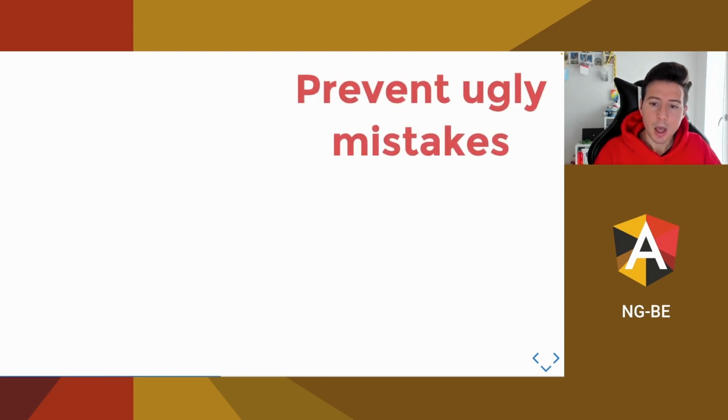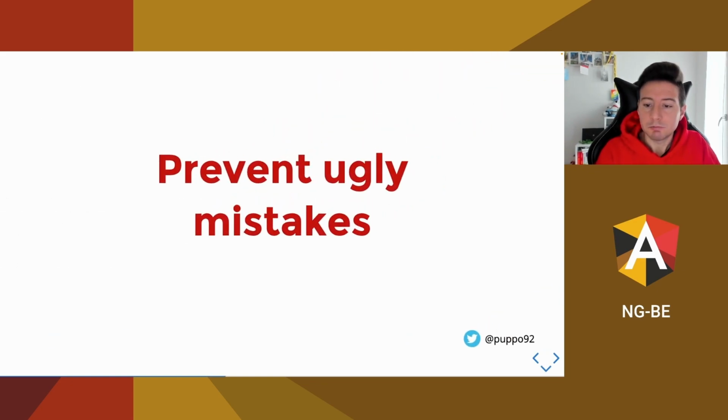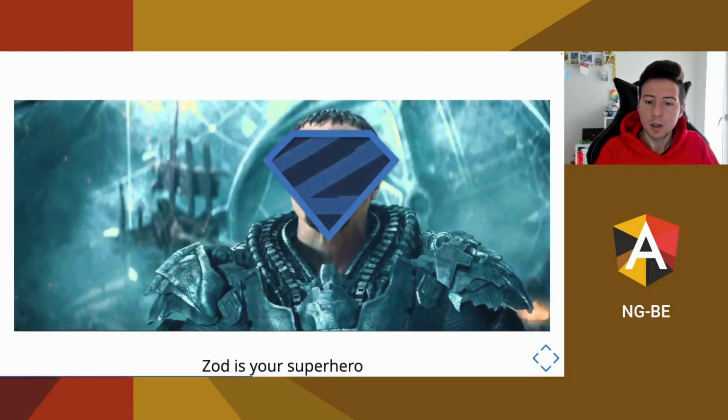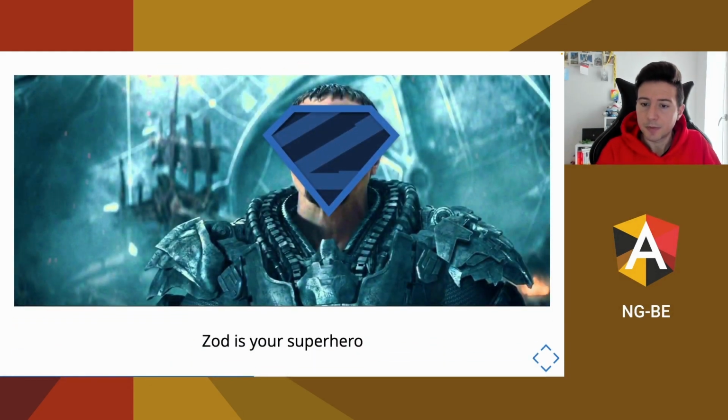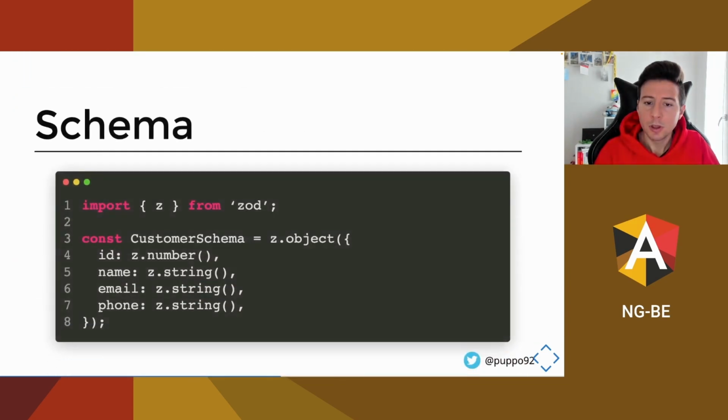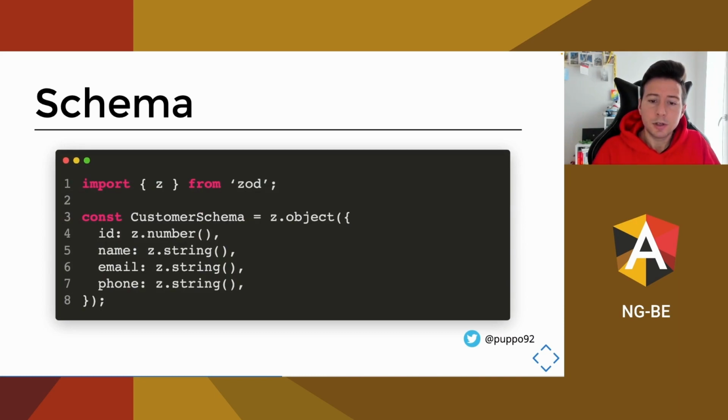So how can we prevent these ugly mistakes? Our superhero is Zod. Zod is an npm library, and you can install it using npm install zod. The concept behind this library is to create an object that represents your type also during the runtime of your code.